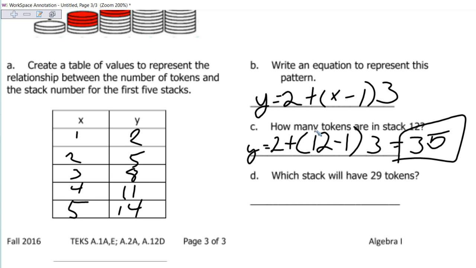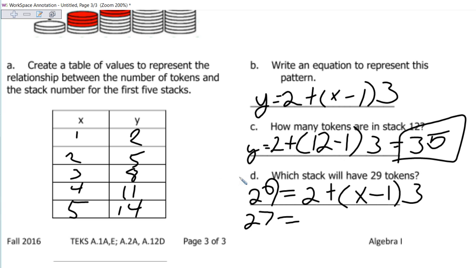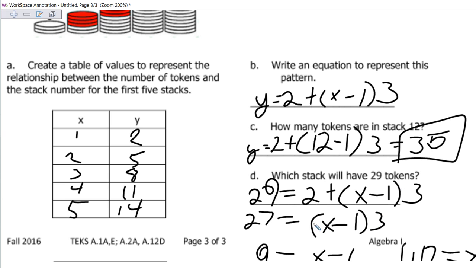Alright, now it wants to know which stack will have 29 tokens. So that's going to be 29 equals 2 plus x minus 1 times 3. So we're going to subtract 2 from both sides, and that's 27 equals x minus 1 times 3. Divide both sides by 3, and that's 9 equals x minus 1. Now we add 1 to both sides, and that's going to be 10 equals x. So on stage 10, it would have 29 tokens.